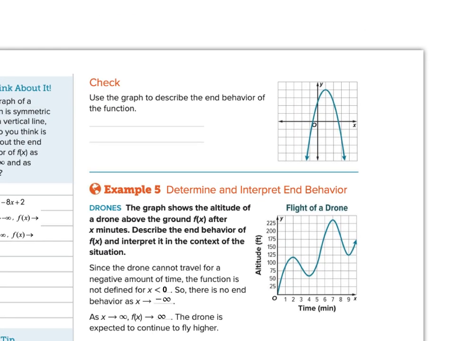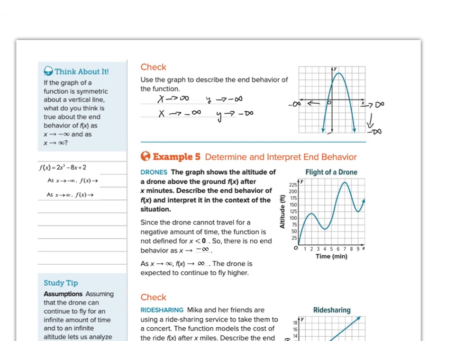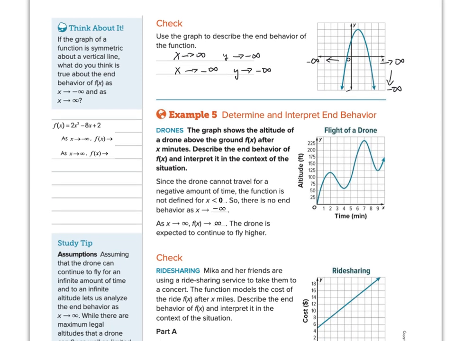And again here, as x approaches negative infinity, y is approaching negative infinity because it is becoming increasingly negative. Y is approaching negative infinity, and it is actually doing it as x approaches positive infinity also. Y is approaching negative infinity. So there you go. And here again, trying to determine and interpret the end behavior of a function.